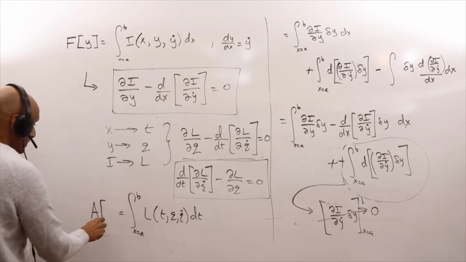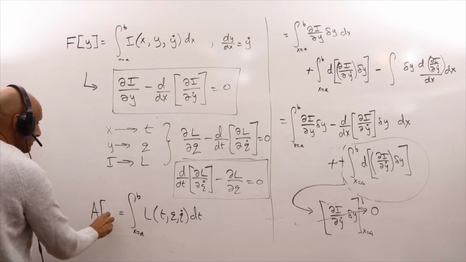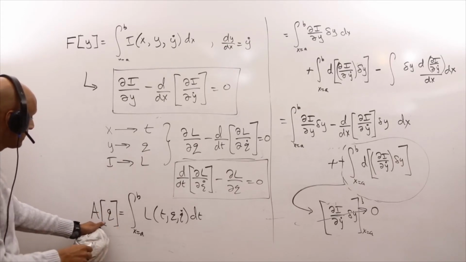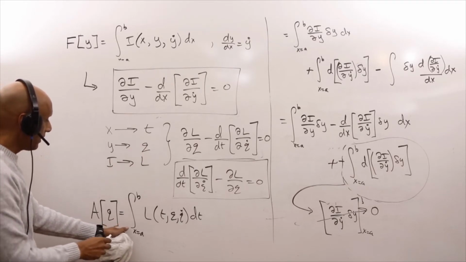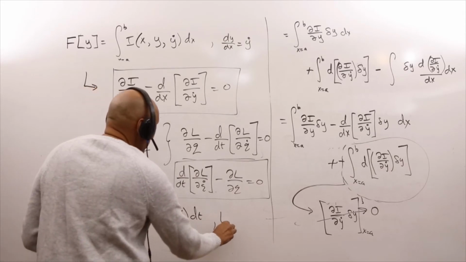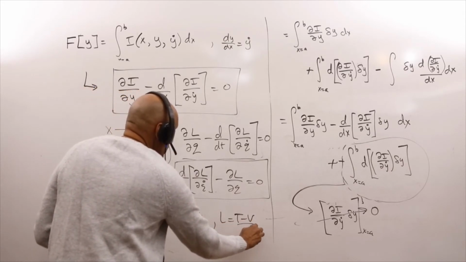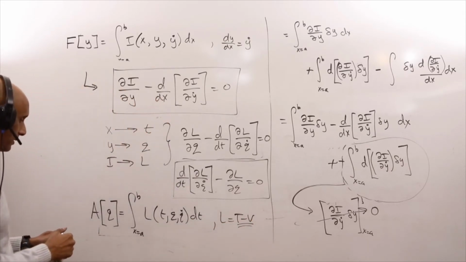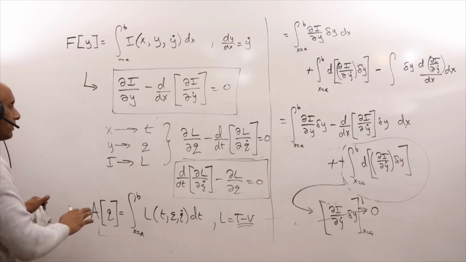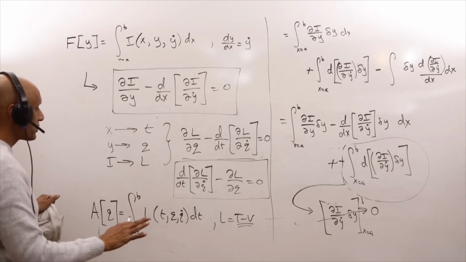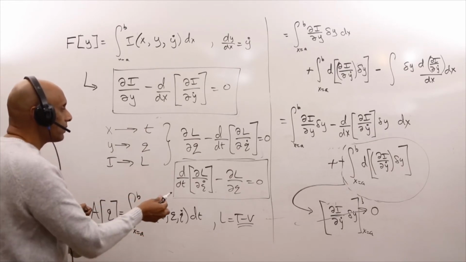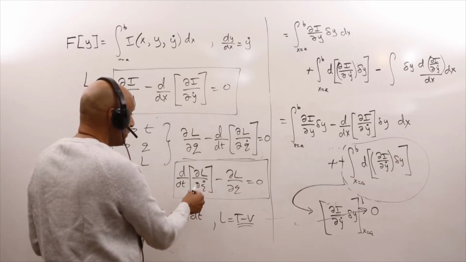The reason for this is that this functional takes some kind of a curve q and gives you the integral of L. Remember what L is: L is the kinetic energy minus the potential energy. Now we've already done Lagrange Euler equations, so erase everything. We start with a new definition of Newtonian mechanics. The Euler Lagrange equation is actually equivalent to Newtonian mechanics.